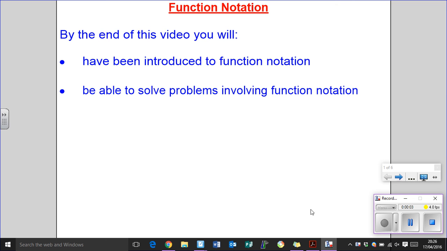This video is a video on function notation, and it begins our lesson sequence on quadratic functions. So by the end of this video, you will have been introduced to function notation and be able to solve problems involving function notation.